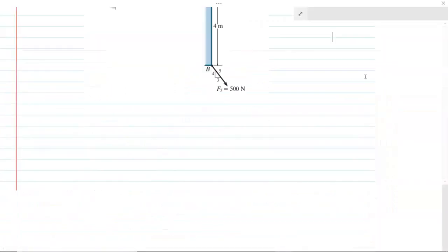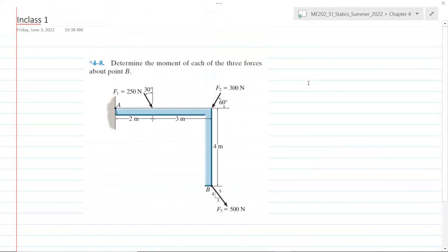Now let's work on the in-class exercise problem 4.8. Determine the moment of each of the three forces about point O. So we need to calculate what is the moment of F3 about B, what is the moment of F2 about B, and what is the moment of F1 about B. We are not calculating the total moment of these three forces. We are just calculating individual moments. Very easy to start with is this 500 Newton force, because 500 Newton actually passes through O.